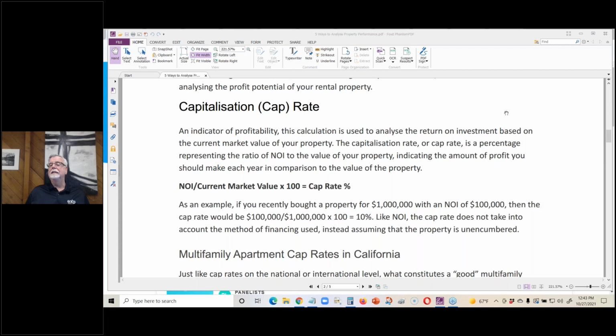I'm not entirely sure that people... depends on the potential future cap X not factored into the NOI. All right, well, I don't know about that. All right.